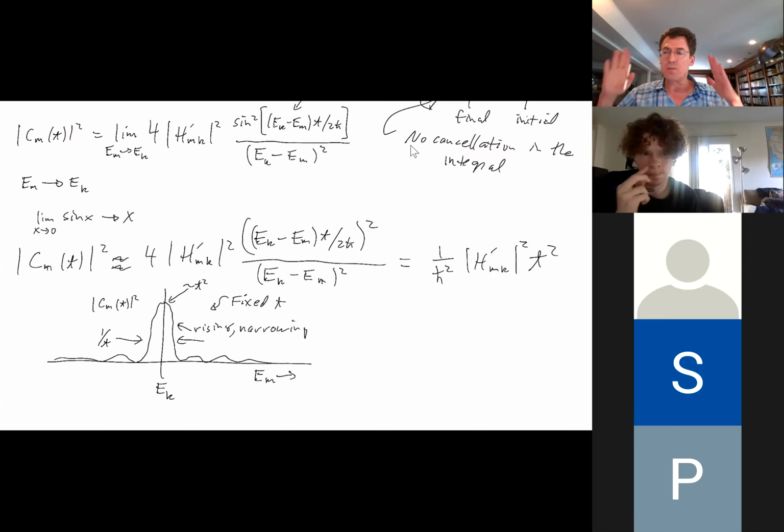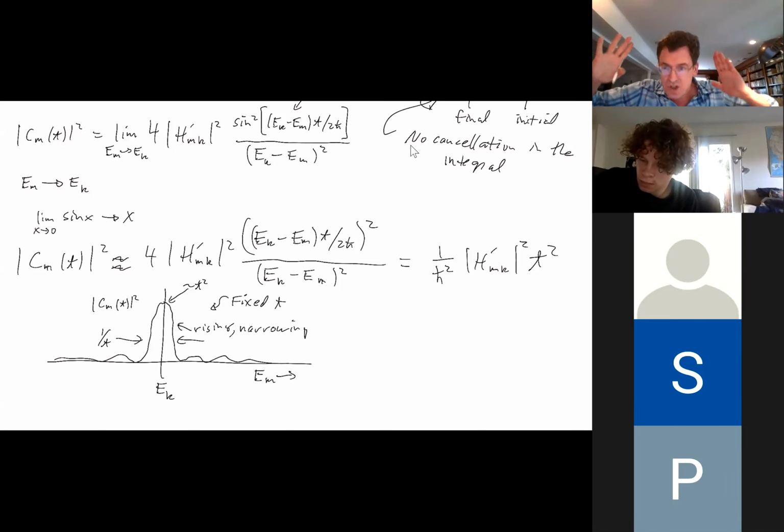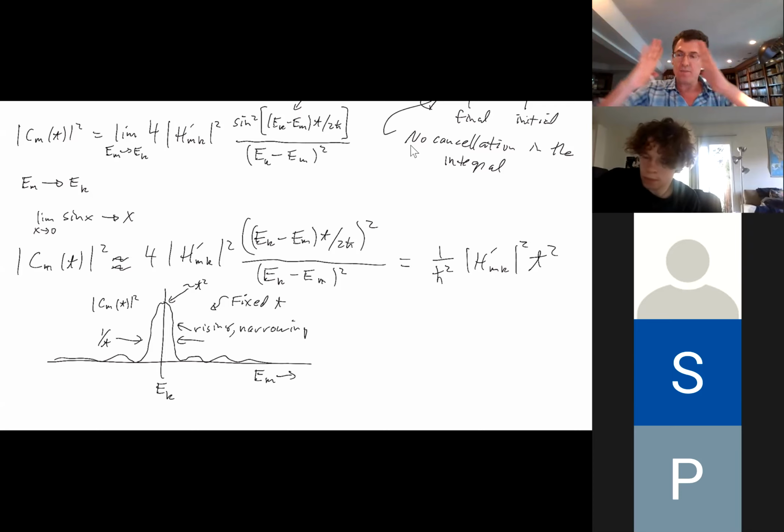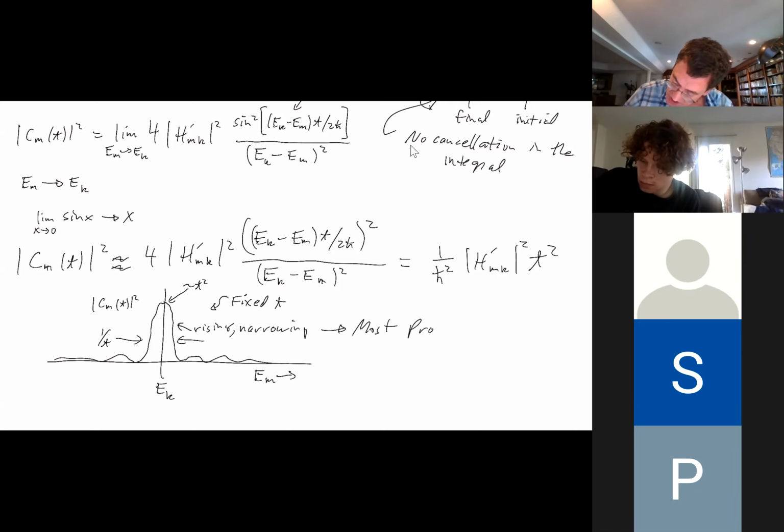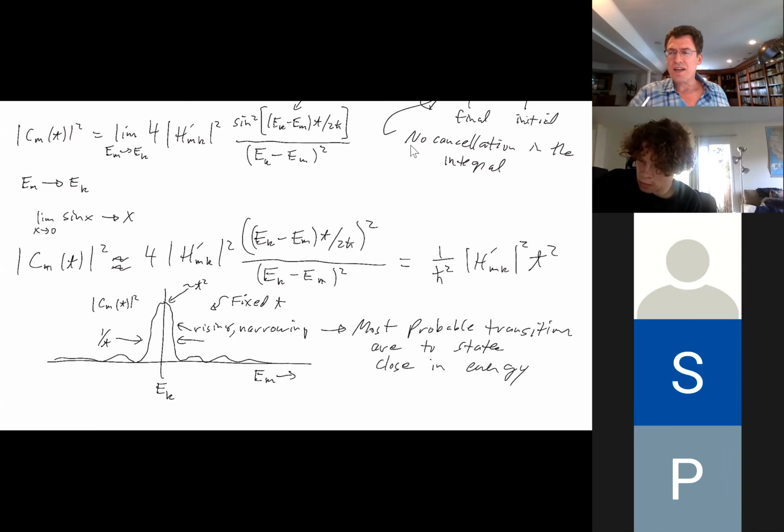So I want you to see that this peak, as time goes on, narrows and becomes narrower and taller. And so it's basically telling us that the most probable transitions are to states close in energy. Okay, that kind of makes sense because you know that degenerate states are strongly linked. You guys remember that from perturbation theory. It's sort of intuitive.